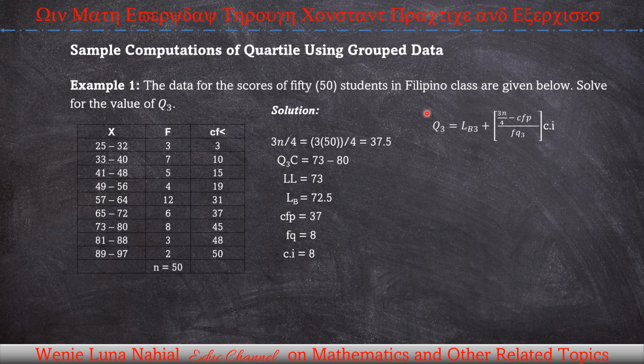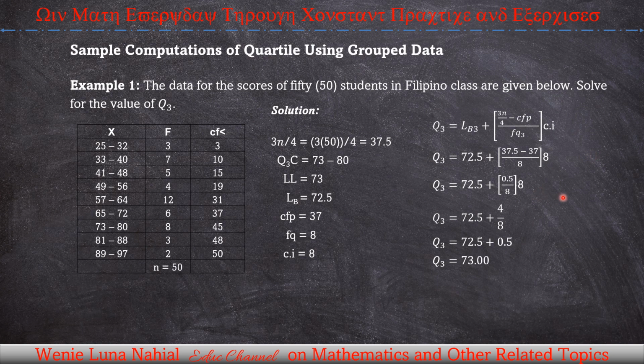So, again, use the formula, substitute. Okay? Then, do the calculation. You get 72.5 plus 0.5. So, you have 73. So, our 75% of the scores in the distribution are less than 73.